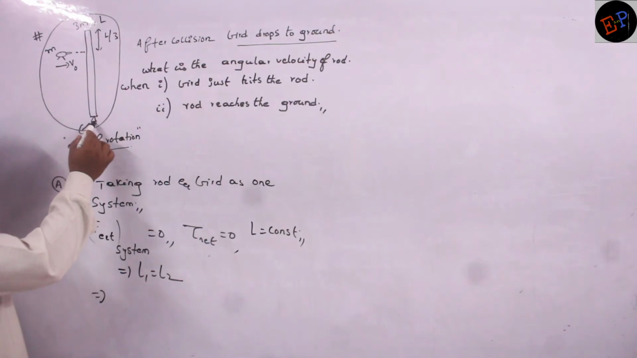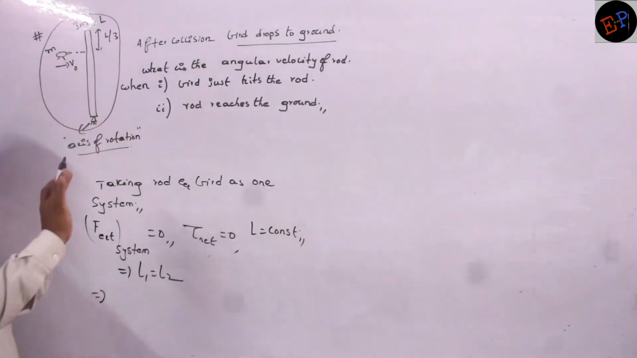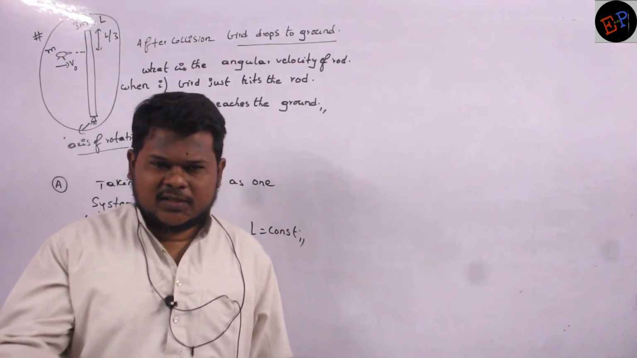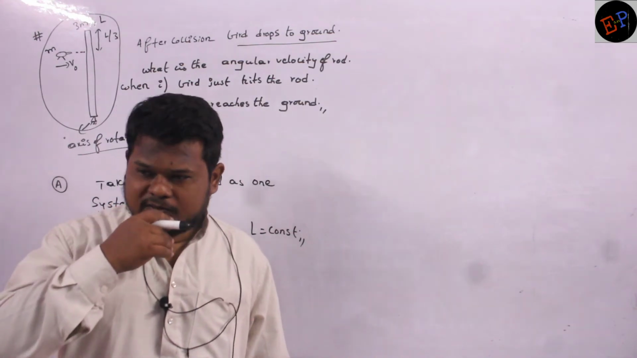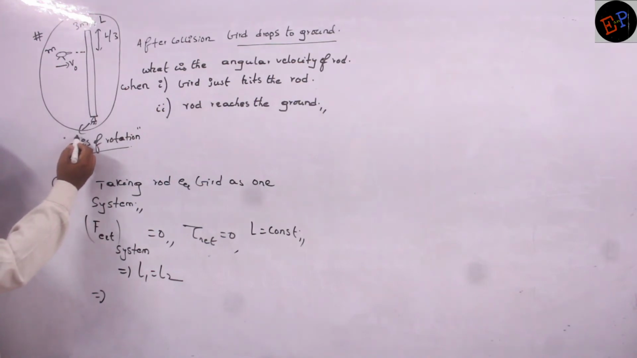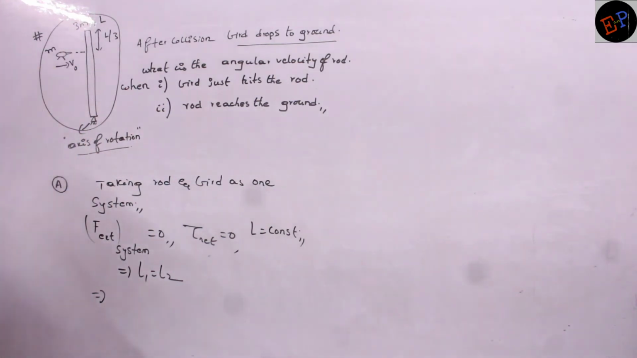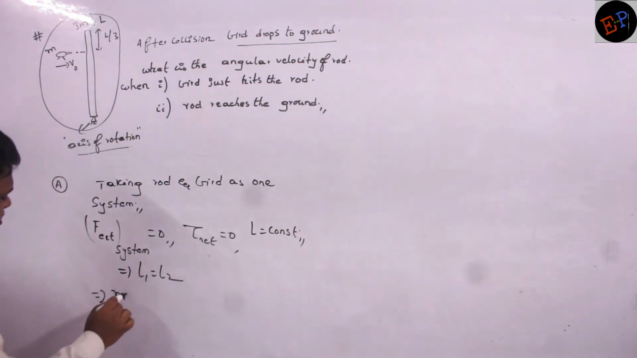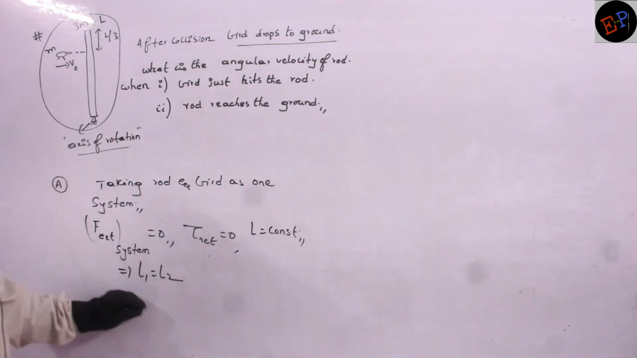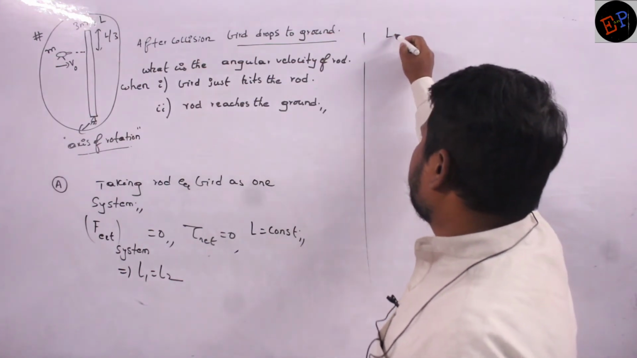Initial angular momentum is possessed only by the bird. The rod does not have any angular momentum initially, because the rod is at rest, so its angular momentum will be 0. So which axis am I taking as my axis of rotation? This is the axis of rotation. About this axis, what is the angular momentum of the bird? The angular momentum of the bird is mvr. That's all. So first of all I will calculate L1.